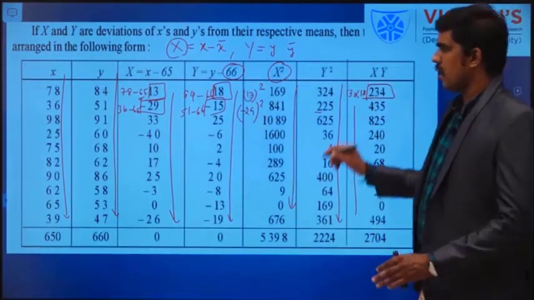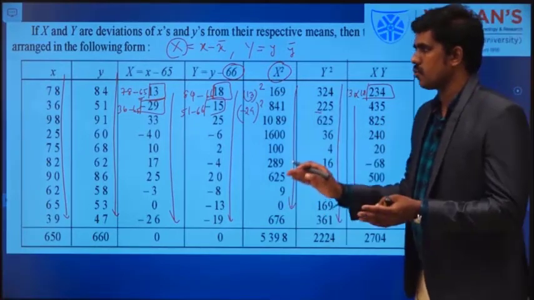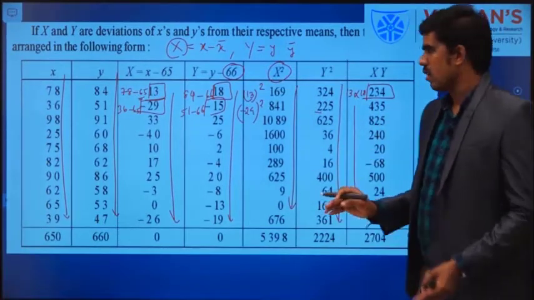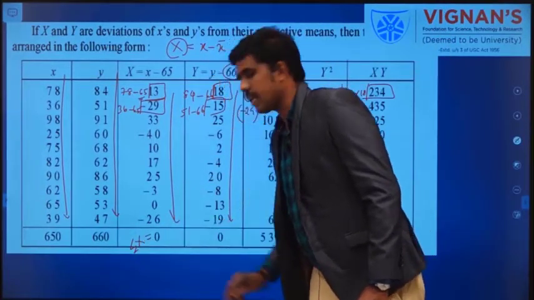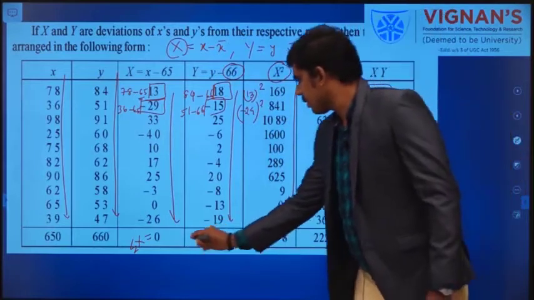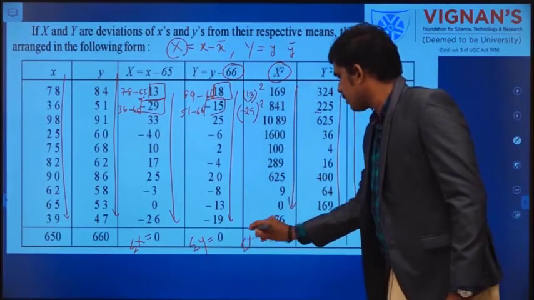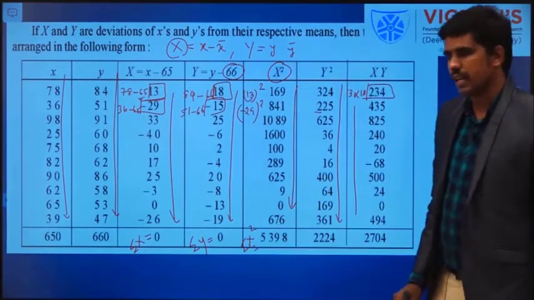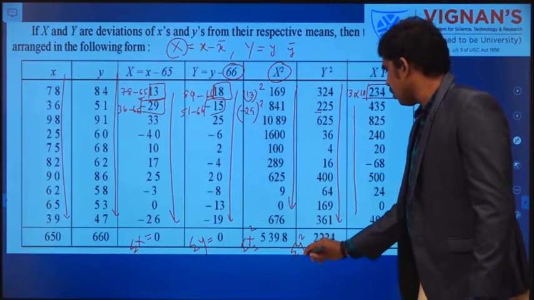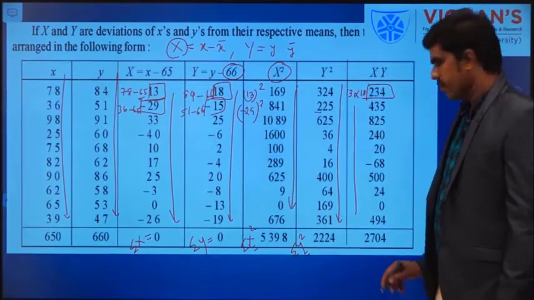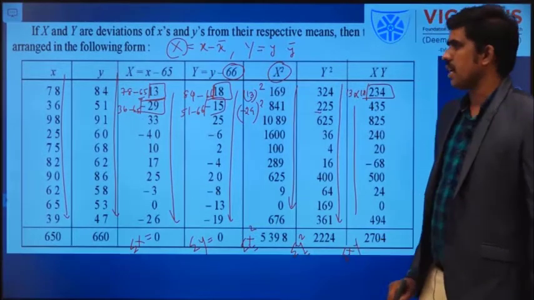Then you add all the required values, right? No need of small x, no need of small y. What do I need? Summation capital X is equal to 0. Summation capital Y is equal to 0. Summation capital X square is equal to 5398. Summation capital Y square is equal to 2224. And summation XY is equal to 2704.